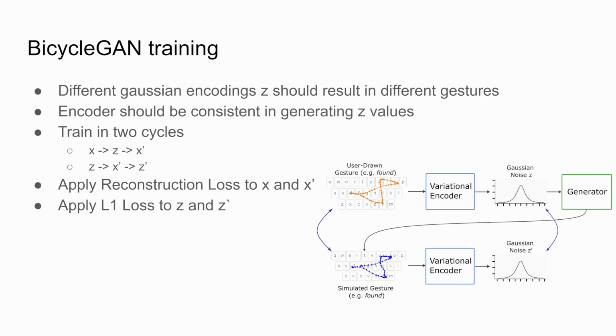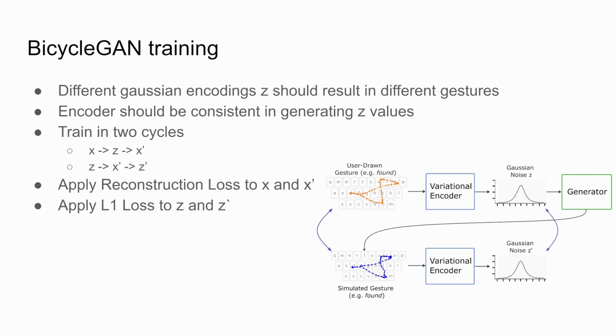The first cycle is to take a reference gesture, X, and input it into the variational encoder to get a Gaussian latent code Z. This Gaussian latent code Z is then input into the generator to generate a simulated gesture, and the 2 gestures, X and X prime, are compared against each other using a reconstruction loss.